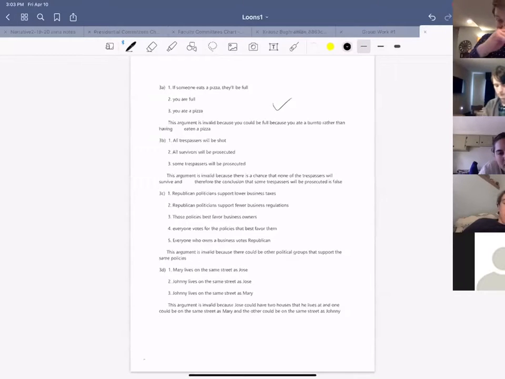This one is one where you didn't have any clue words to help you identify what the conclusion was, but still you did a good job of identifying the conclusion and the premises that lead to it. So this argument is invalid because there could be other political groups that support the same policies, maybe support them more fervently, right? And that would render the premises true while the conclusion is false. So good job there. All right, last one.